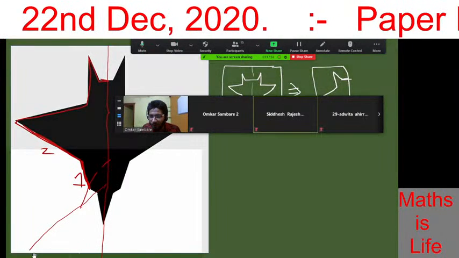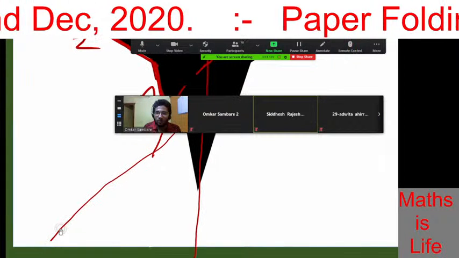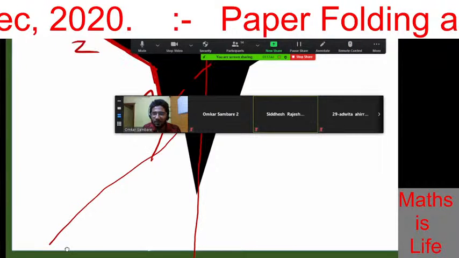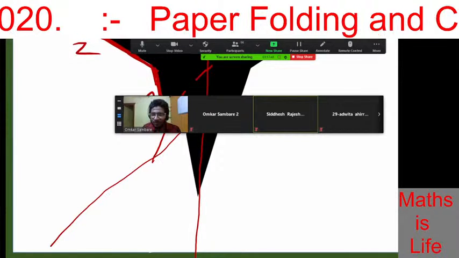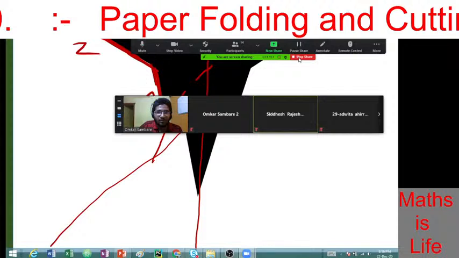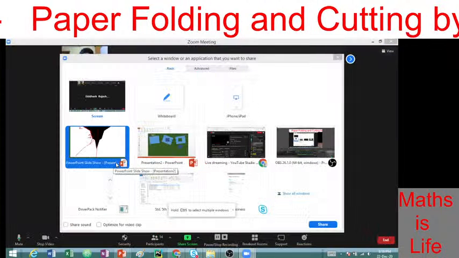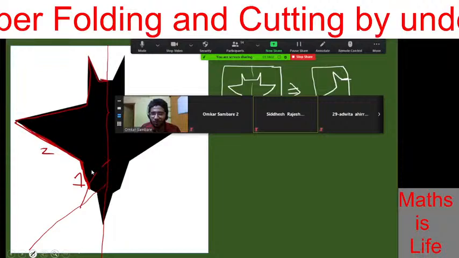Which lines? Oh, what happened right now? Oh, what happened? Oh my god. I think I clicked on something and the screen is maximized. So I have just stopped sharing and am starting it again. Oh, it is the problem of this only. Oh, okay, it is sorted.